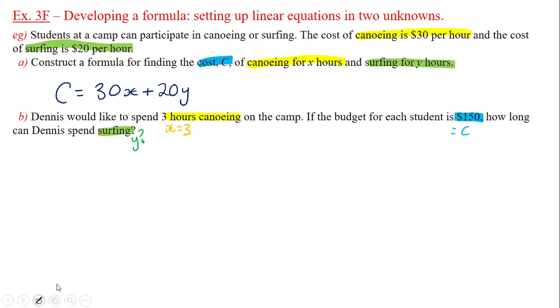So the cost, $150, equals 30 times 3, and it's really important that we substitute in the right spot, which is why I've taken the same color, yellow for canoeing, green for surfing, blue for the total cost, to help you match those up. If you substitute Y as 3, you're going to get a very different and incorrect answer. Plus 20, and we don't know what Y is, that's what we're trying to solve for. So now, of course, we're going to rearrange and solve for Y.